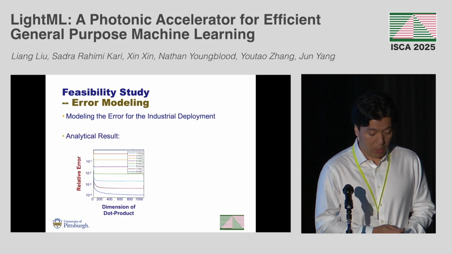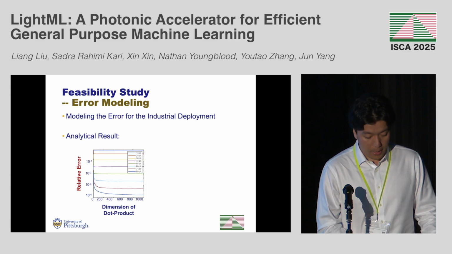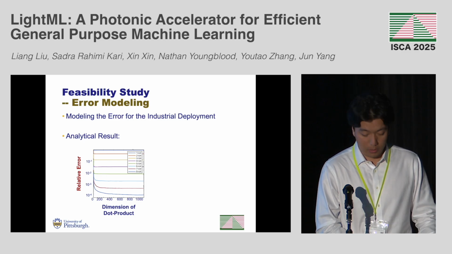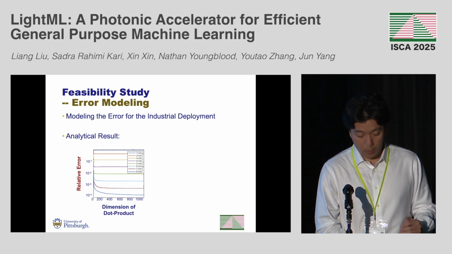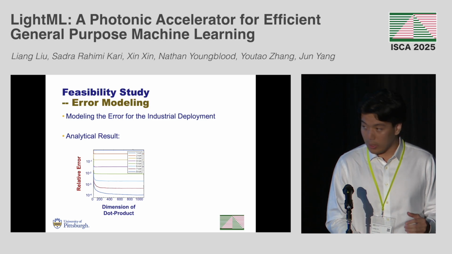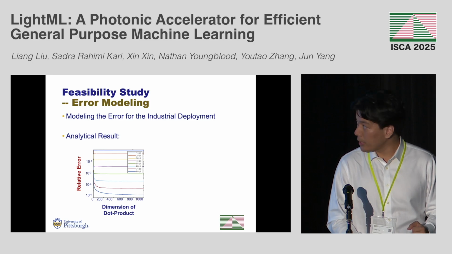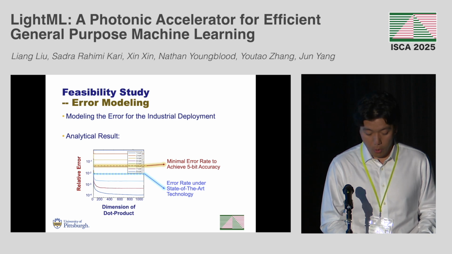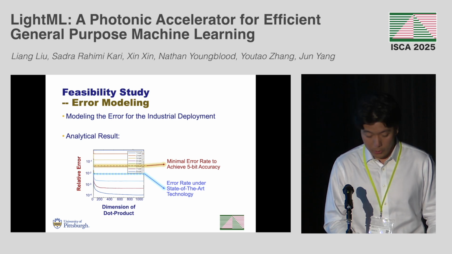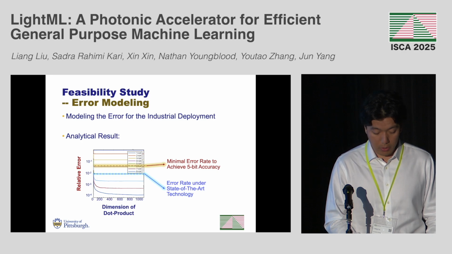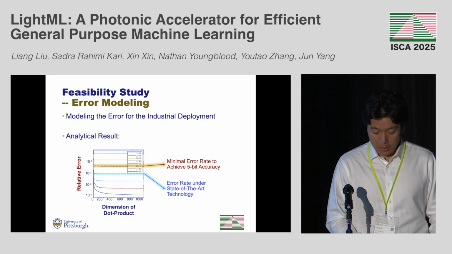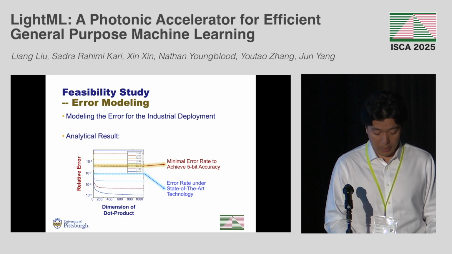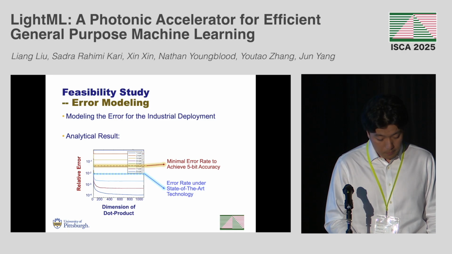The result of the error modeling is shown in this figure. The y-axis is the relative error, and the x-axis is the length of the dot product. Intuitively, as the dimension increases, the signal will keep accumulating, but the noise will cancel each other out. We draw the red line to mark our minimal requirement to achieve about 5-bit accuracy. And the blue line shows the error rate under the most advanced technology that industry can access. The highest precision that can be achieved will be about 6 bits.